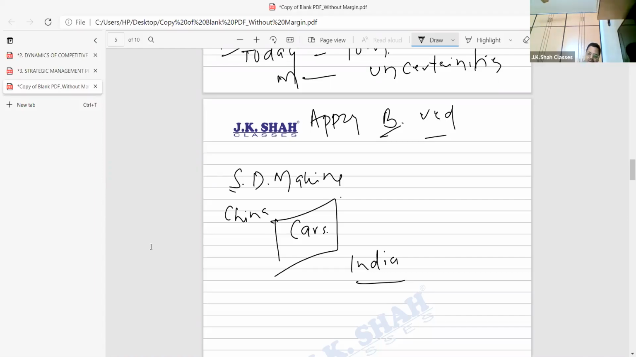Ratan Tata uncle had, I told you once, 6,000 crore rupees which he wanted to invest. So he had an option: should I start Vistara? Should I start Nano? And he took a decision, students, I'll start Nano. This is a strategic decision.